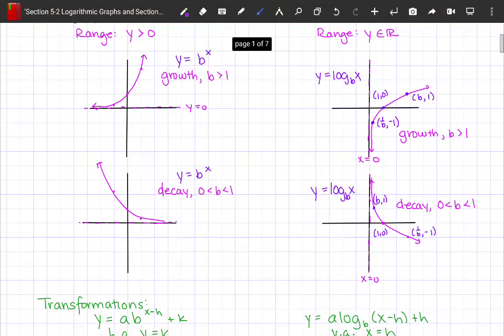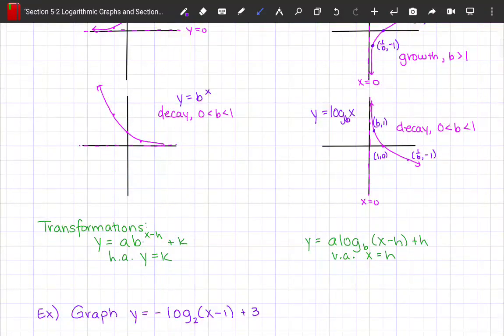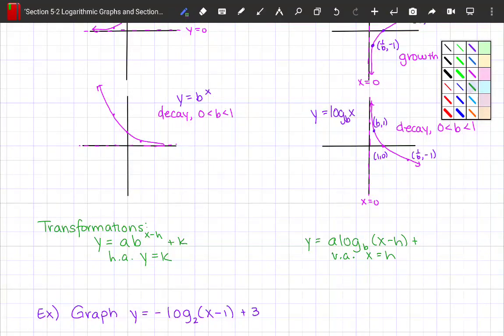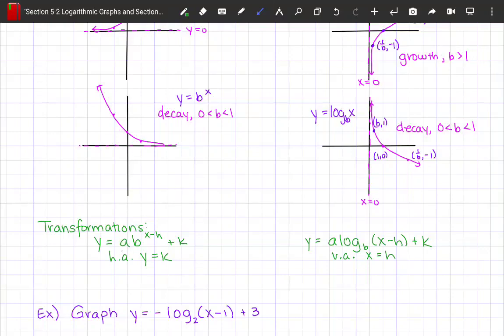And then just comparing transformations, really it's about the asymptote that I'm trying to bring up here. So, if we have our transformations on it, we always know for exponentials that the horizontal asymptote is at y equals k. For logarithmic functions, your vertical asymptote is always going to be at x equals h. And I need to change this to a k. That was silly of me. So, horizontal asymptote, y equals k, vertical asymptote, x equals h.